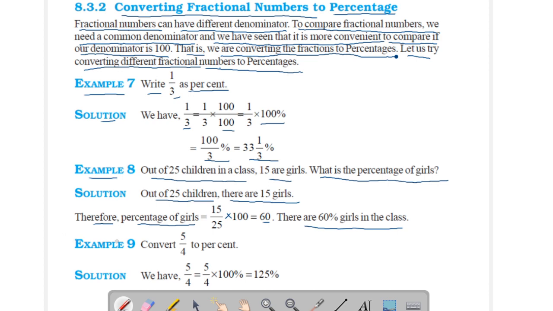Now come to example 9. Convert 5 upon 4 to percentage. See the solution. We have 5 upon 4. In order to convert it into percent, we have to multiply it by 100. Multiply 5 upon 4 into 100%. If you simplify it, you will get 125%. This is your answer.